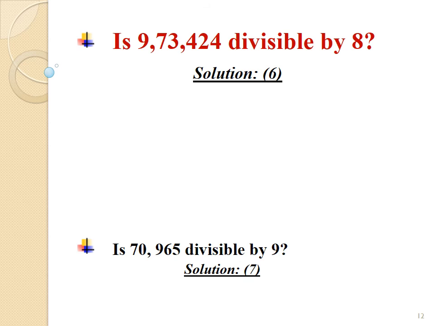Thus, 424 is divisible by 8. Thus, the number formed by the last 3 digits, that is 424, is divisible by 8. Thus, 9,73,424 is divisible by 8.